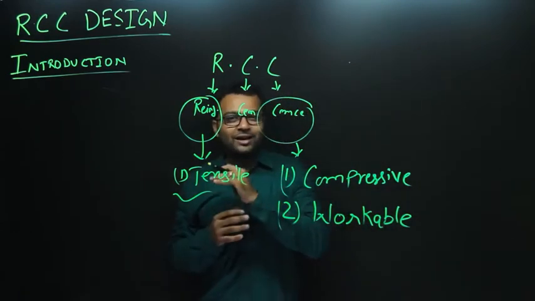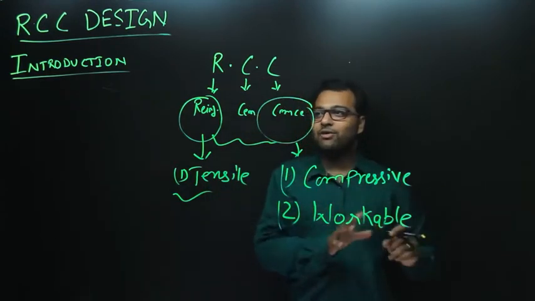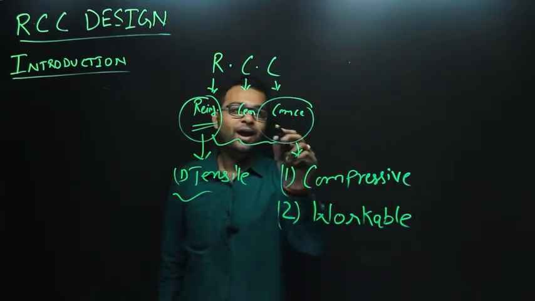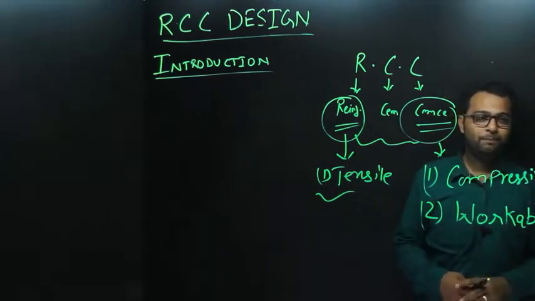Because their friendship is very much known to everyone. Similarly, almost all structures will have these two components, reinforcement and concrete. So that is why I prefer to call them the Jai Viru Jodi.